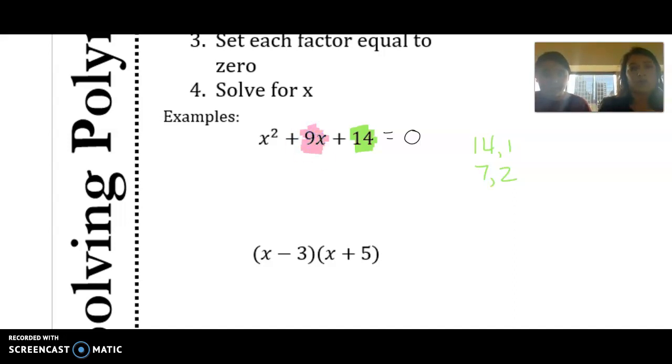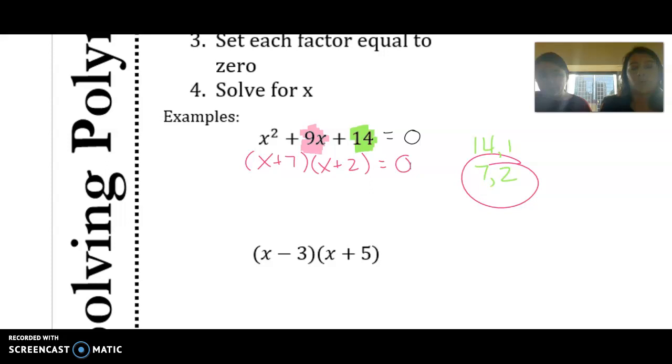If I add 14 and 1, you're going to get 15. So that's not right. If I add 7 and 2, you're going to get positive 9. So these have got to be our factors. Let's go ahead and write them. So we got x plus 7, x plus 2. And remember, we have equals 0.